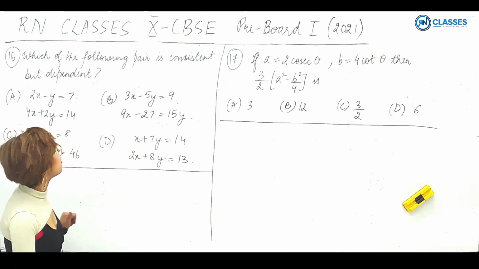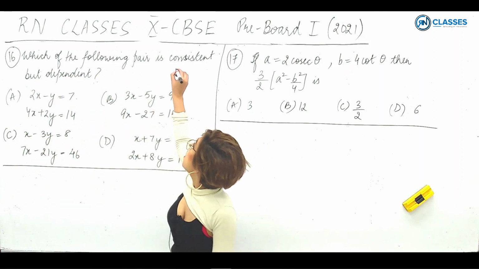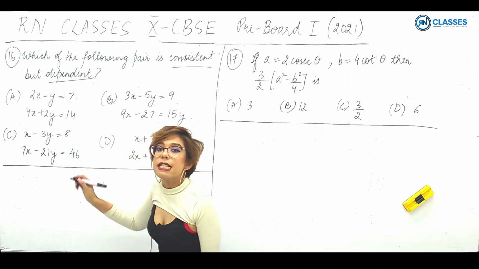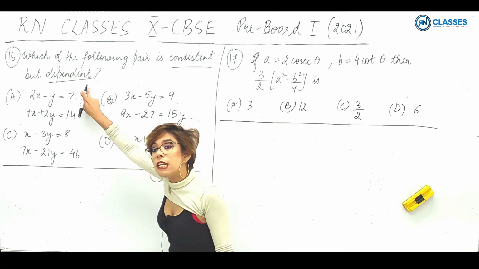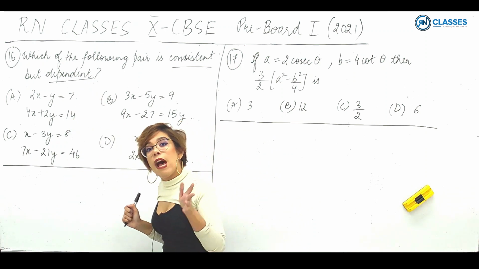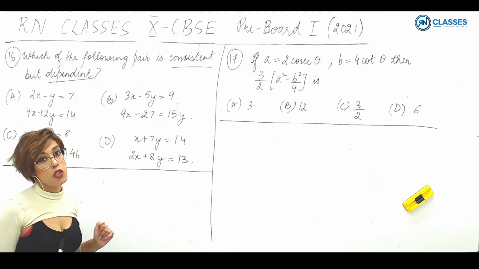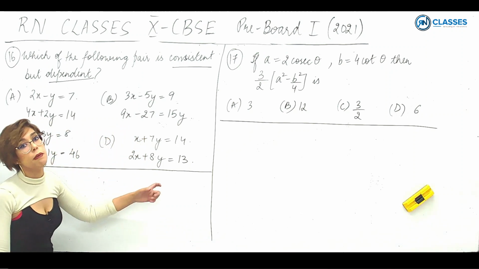Alright. So the next one. Which of the following pair of linear equations is consistent but dependent? Consistent as in it should have a solution, and since it says dependent, that means it should have infinite number of solutions. Now I know the condition for infinite number of solutions, which is A1 by A2 is equal to B1 by B2 is equal to C1 by C2.